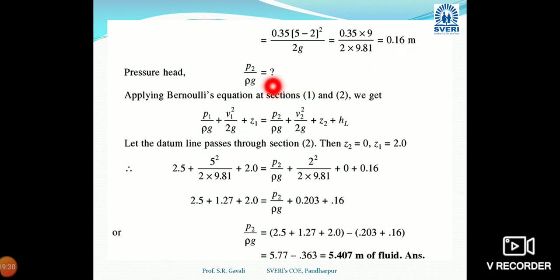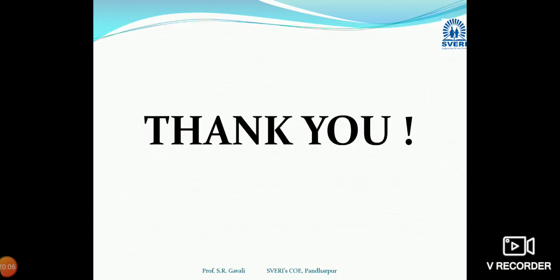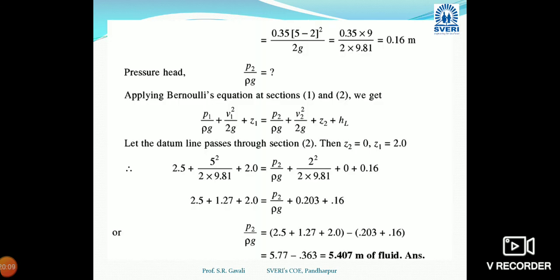Then the pressure head P2 upon rho g we have to calculate. Now applying the Bernoulli equation at sections 1 and 2, what will we get? P1 upon rho g plus V1 square upon 2g plus Z1 is equal to P2 upon rho g plus V2 square upon 2g plus Z2 plus HL. The HL value we know is 0.16, and all the other values we know. Since we are considering point 2 as the bottom section, Z2 will become 0. If you consider that, P2 upon rho g comes as 5.407 meter of fluid. So this way we have to solve numericals on Bernoulli's theorem.